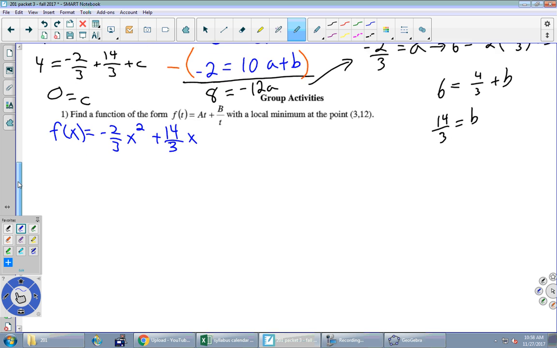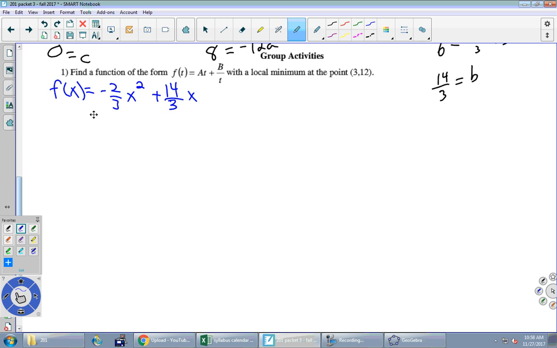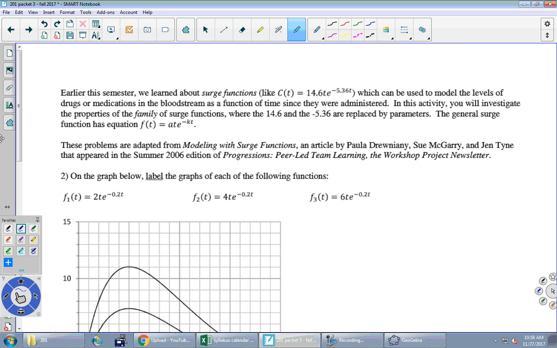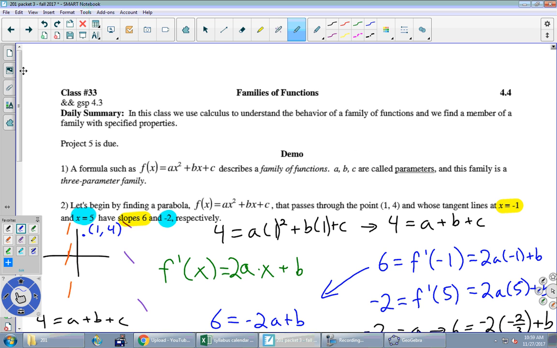Okay, so jump into the activity. Number one is there, and then in number two, you are going to conclude the surge function activity from earlier this semester. So it will remind you of what you're doing there.